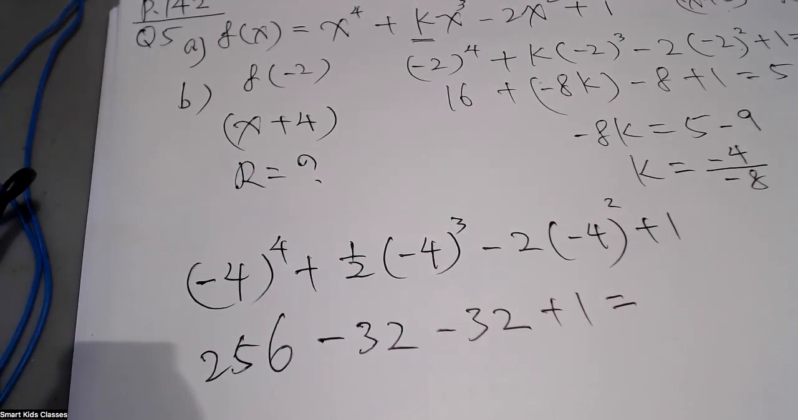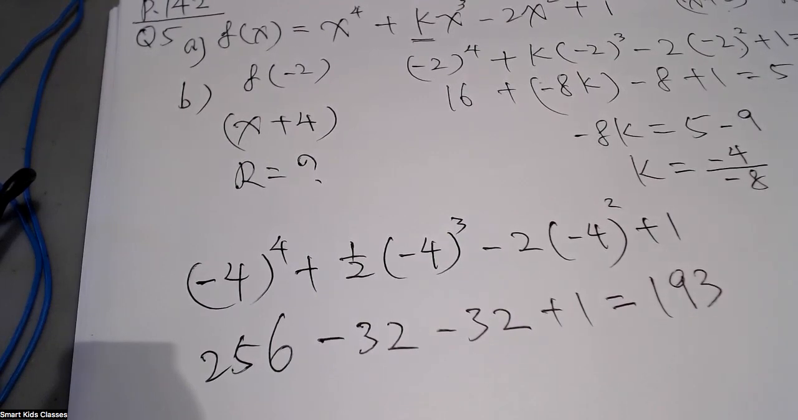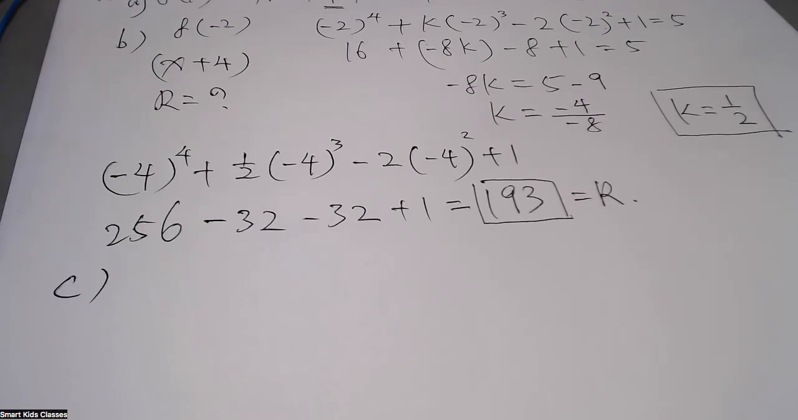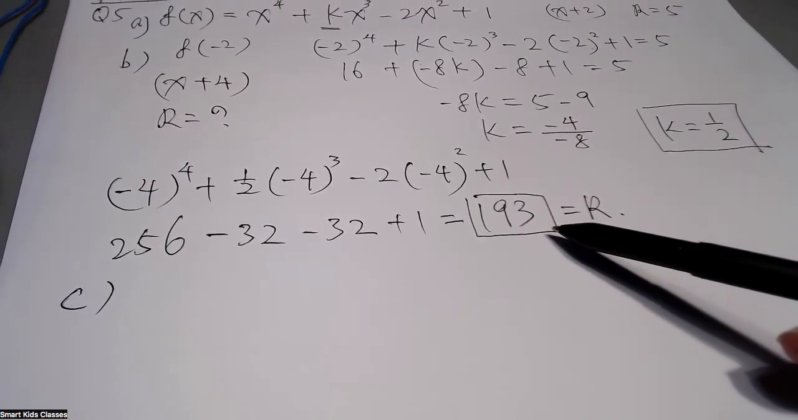So what is the remainder? We put 256 minus 32, minus 32 is 64, and add 1. So the remainder is 193 for question 5b. And this is the remainder answer for B.